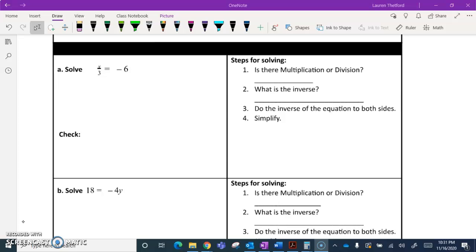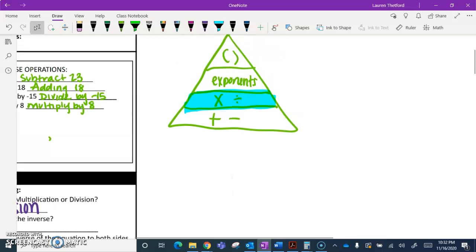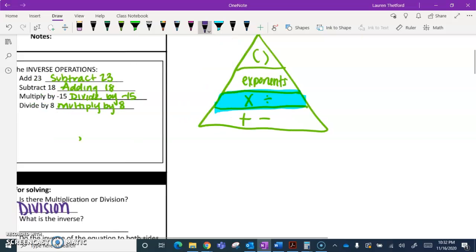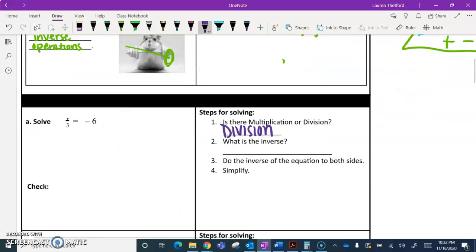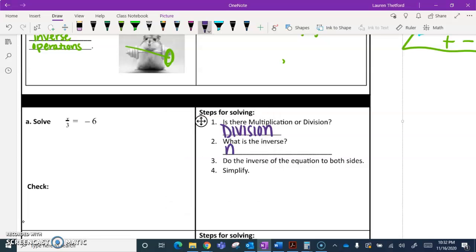And so is there multiplication or division? There's division. So what's the inverse? The inverse would be the same level, but it's the opposite. So the opposite of division is multiplication. So our inverse is multiplication.